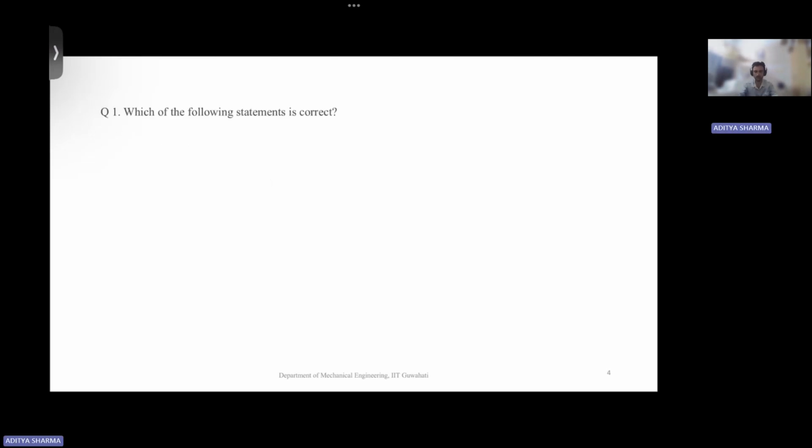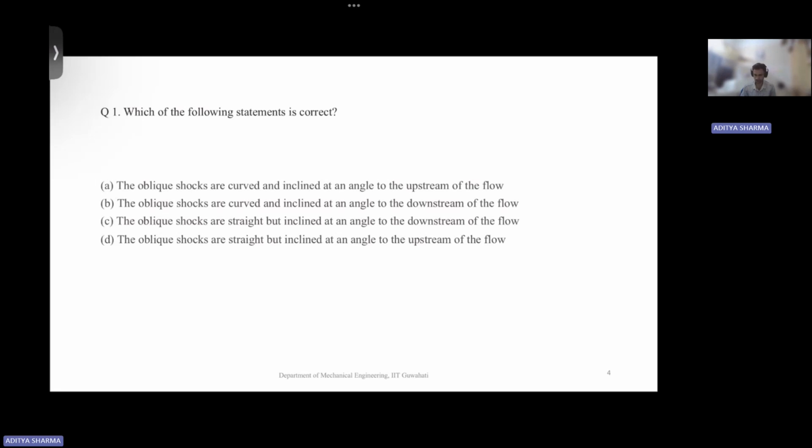Then we have questions. So first question we have here. Please read this question and try to see which option is correct.